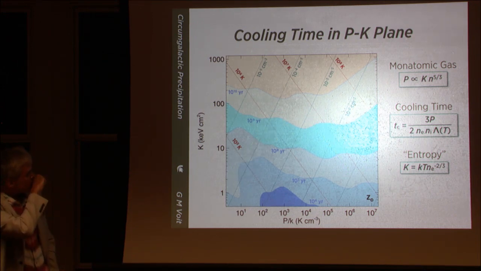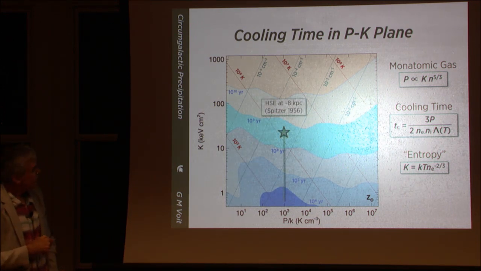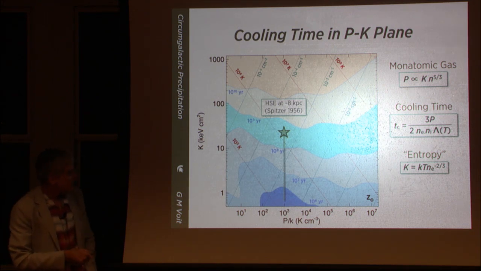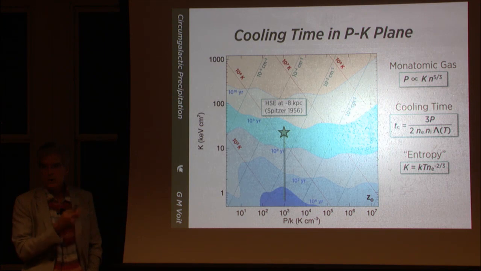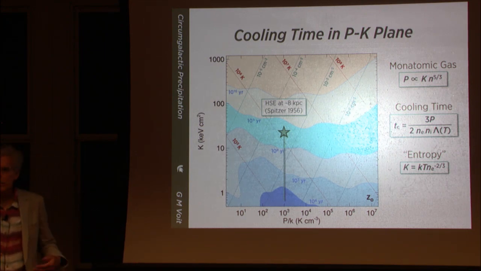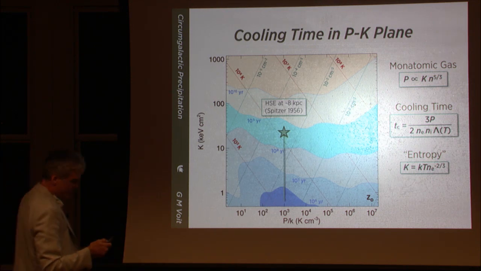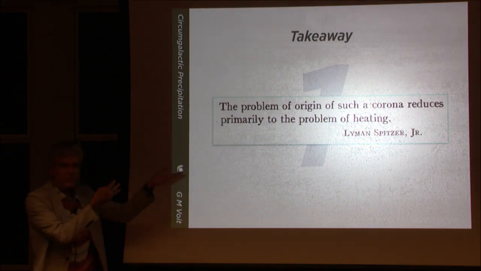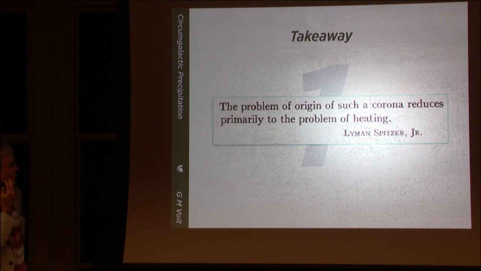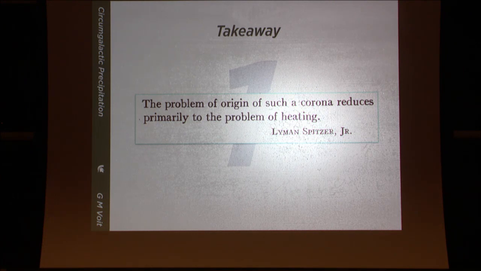All right, and so here's Spitzer in 1956. If you do the same calculation today, he wasn't very far off. The cooling time may be a little shorter than he calculated because there are more transitions that you can put into your code, but it wasn't a bad estimate. The takeaway from this, I'll quote from his paper: the problem of origin of such a corona reduces permanently to the problem of heating. And that's as true in 2017 as it was in 1956.